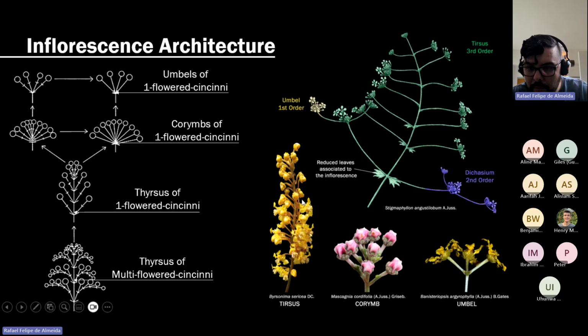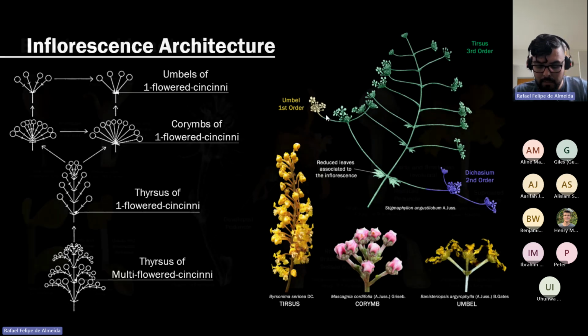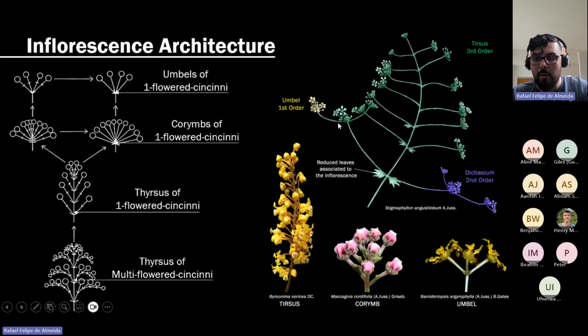So it's really, really weird, but it's what happens in Malpighiaceae, and that's why you need to pay careful attention to the types of inflorescence architecture that you're seeing in the field or in your specimens, because if you only have this part, you might think it's only, oops, sorry, an umbel, or here only a dichasium, but here you can see the entire picture that is a little bit more complicated.